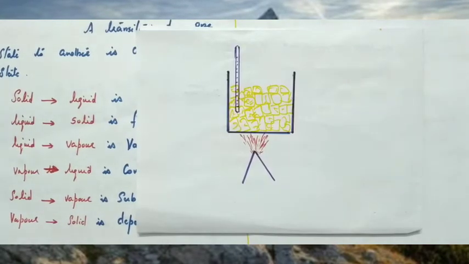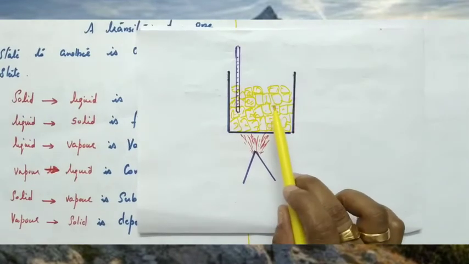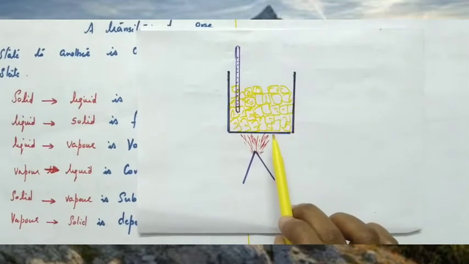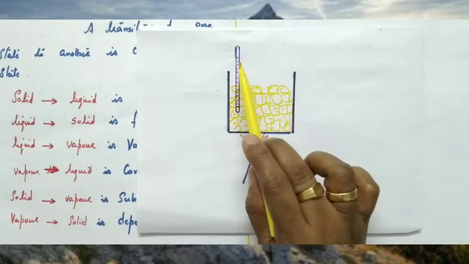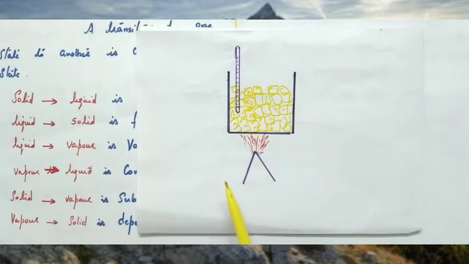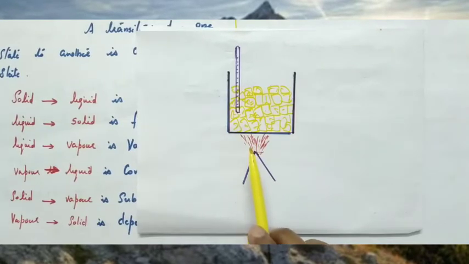Now, to study the change of state on heating or cooling, let us perform an activity. Take some ice cubes in a beaker, and note the temperature of the ice. This is a thermometer to measure the temperature, and the thermometer shows 0 degrees Celsius. Now, start heating it slowly on a constant heat source. This is a heat source to give a constant amount of heat.